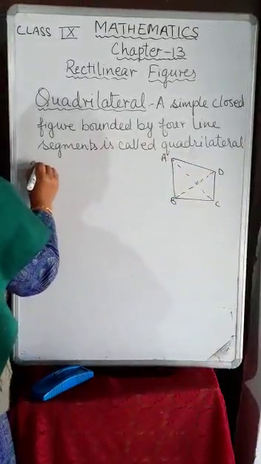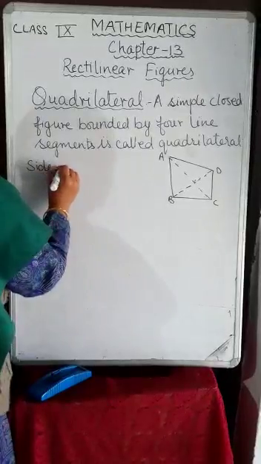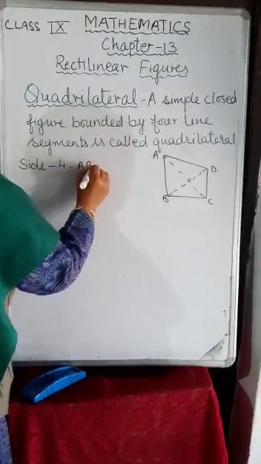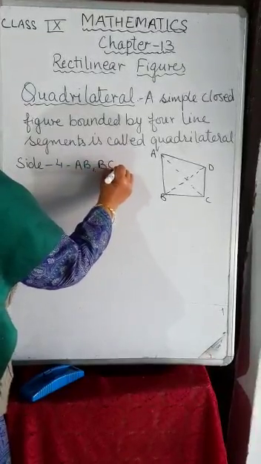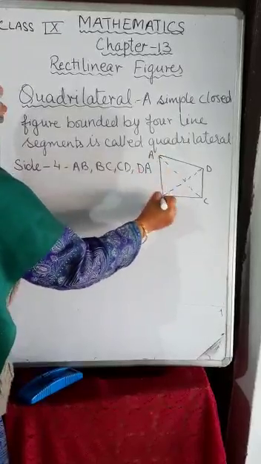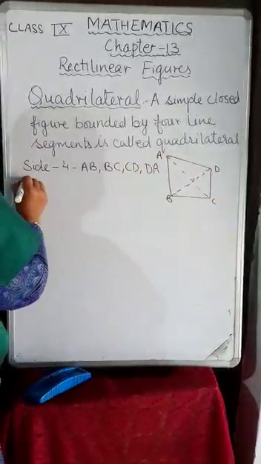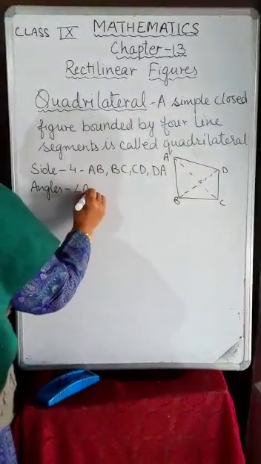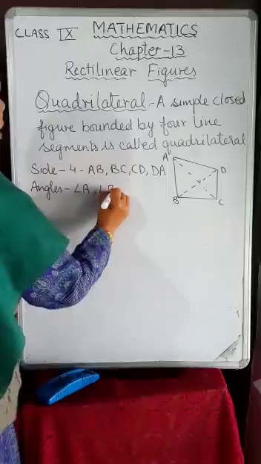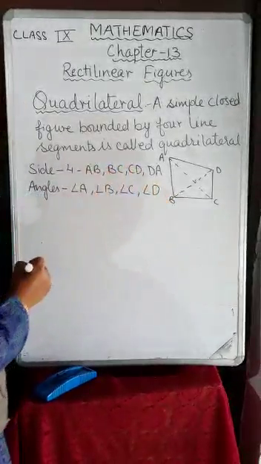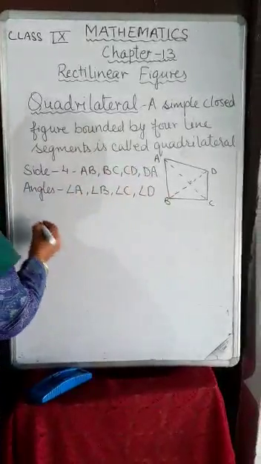So how many sides are there in a quadrilateral? There are 4 sides and they are AB, BC, CD and DA. There are 4 angles, angle A, angle B, angle C and angle D. These are the 4 angles of a quadrilateral.